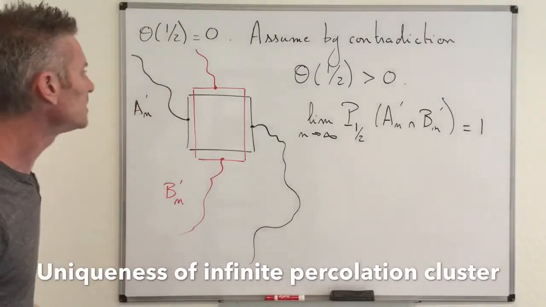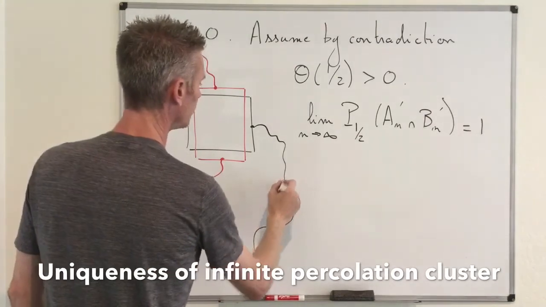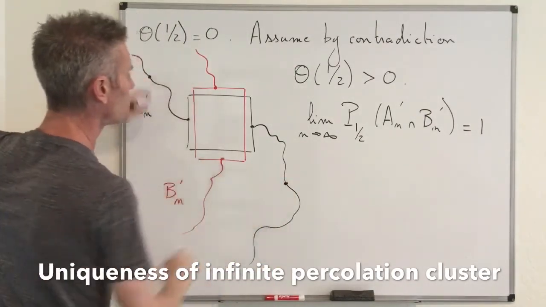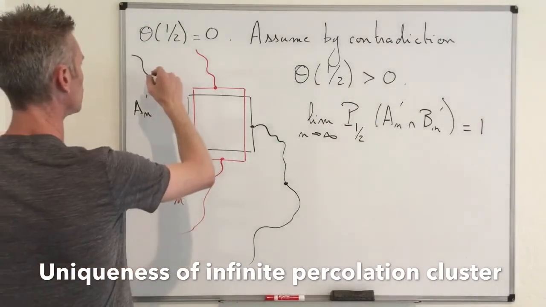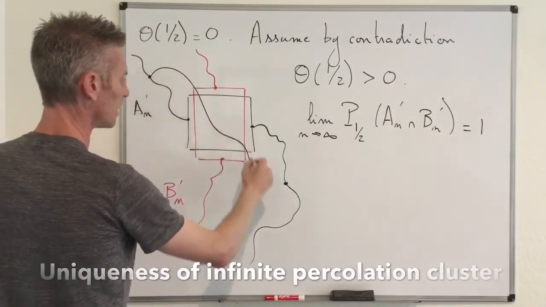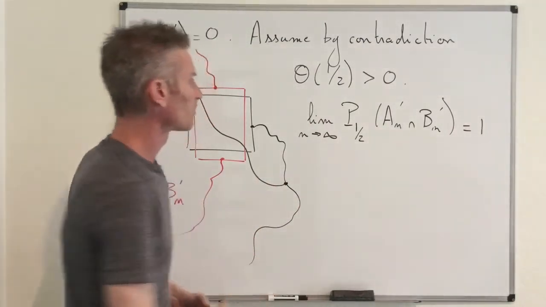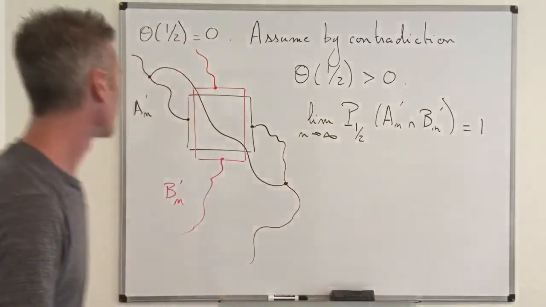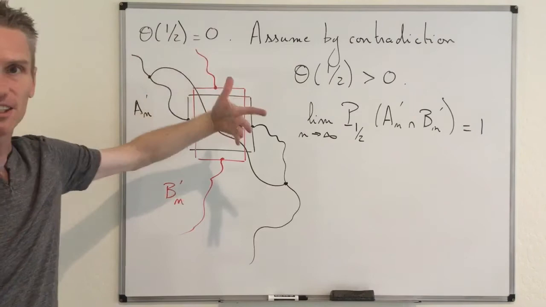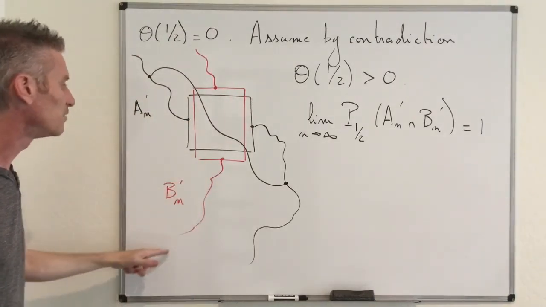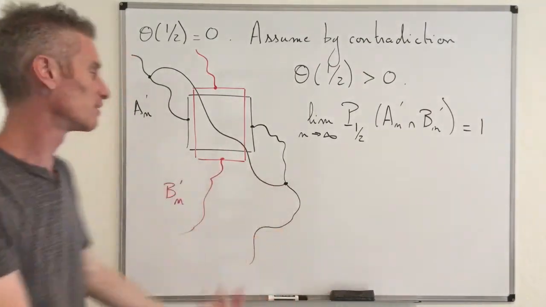So there is a vertex here and another vertex here, and there must be a path of open edges connecting those two. So maybe let me draw this. Maybe that looks like that. But then, same reasoning for Bn prime, okay? Here we have an infinite path of closed edges. Now here again an infinite path of closed edges. Same story, if you replace closed by open, that's kind of the same idea.